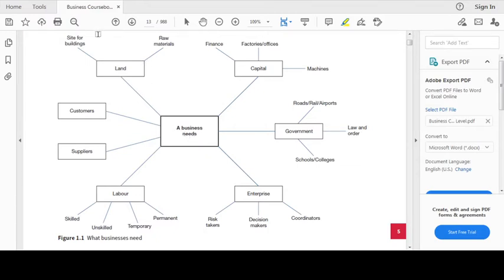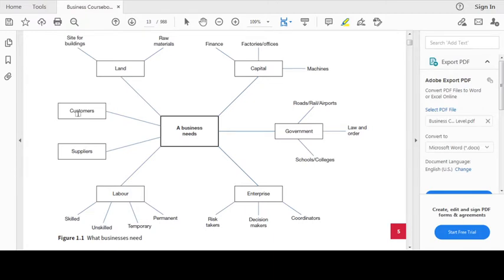Obviously a business needs land, a site for a building, and raw materials. Land is the place where you will be starting and establishing your business. Then you need raw materials. It could be anything. It could be fruits if you are a food business, meat if you're a restaurant, fabric if it's a boutique, or stones if you're a jewelry store. So, raw materials.